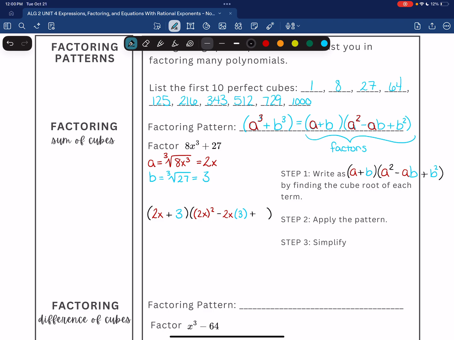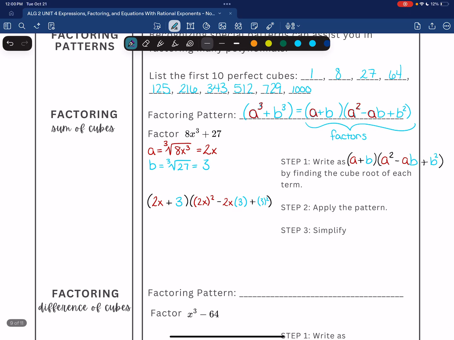Lastly, add to it our b value, which is 3, and that should be squared. Now all that remains is for us to go ahead and simplify this. What will we have? We will have, of course, that first binomial stays exactly the same. No simplification is needed there.